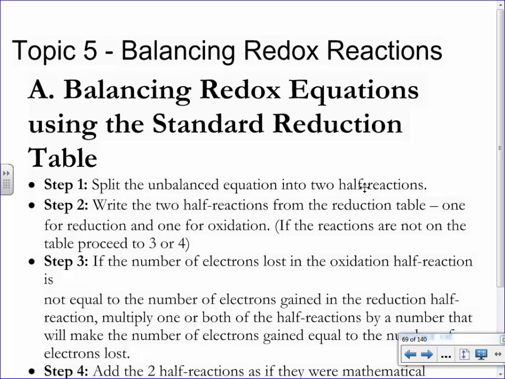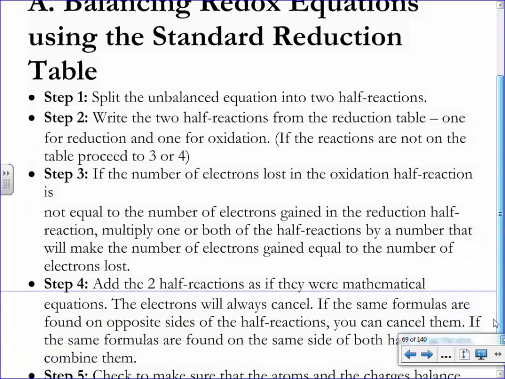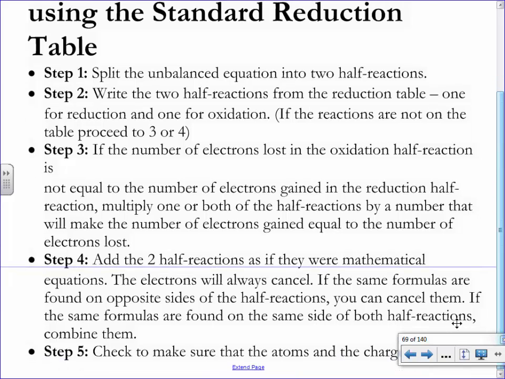Split the equation into two half reactions. You know how on the far board over there I have one that says R, one that says O? I found the two half reactions, right? I wrote them out, one for reduction, one for oxidation. Then if the number of electrons was not the same, we do some multiplication. Then we add the two half reactions together, and then we just double check if we want to. So this is one method.